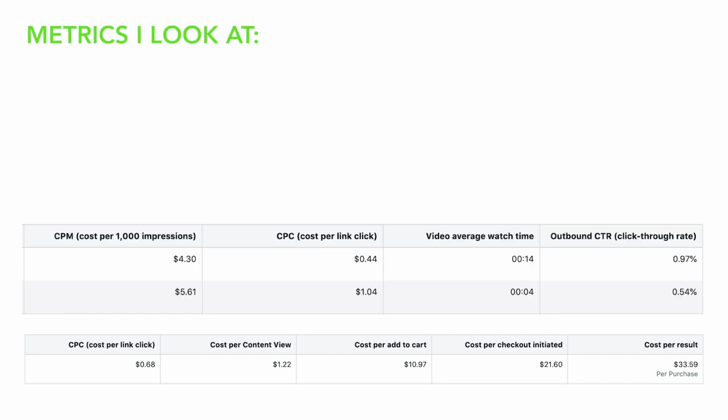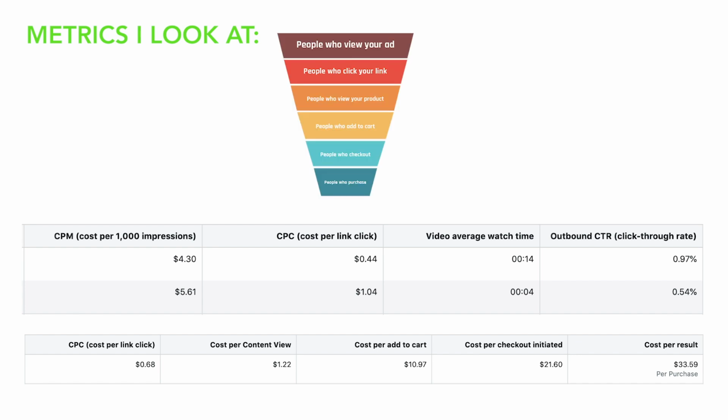That's it for metrics I look at. Take a look at all of these numbers yourself and figure out where your weak points are, because I'm sure you're gonna have some. If you get confused, my biggest suggestion is taking a look at the sales funnel and trying to line up different metrics with different steps of the funnel. This should help you figure out what you need to be focusing on.